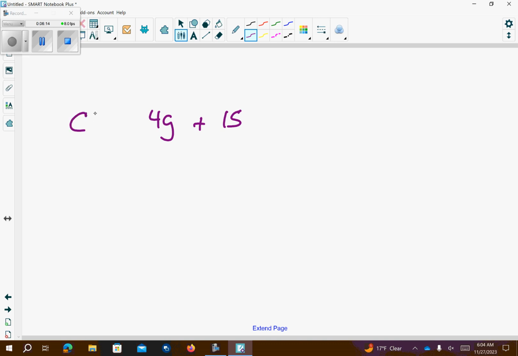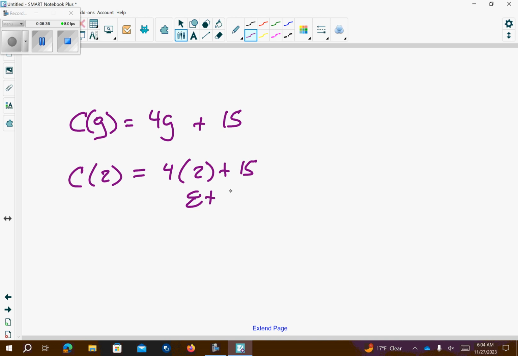So we have a cost. We're going to use C of X, or in this case, C of G, because my variable is G on mine. How much will it cost for them to bowl 2 games? So if I go C of 2, this answers the first question, letter A. So I'm going to go 4 times 2 plus 15, which is 8 plus 15. Add those together. So if they bowl 2 games, it's going to cost $23.